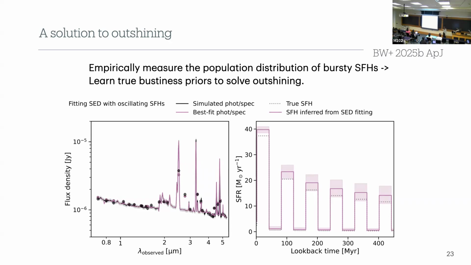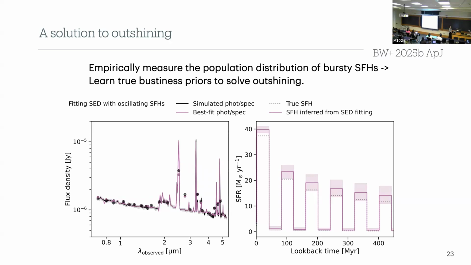This is the result. This is the simulated spectrum, with the best fit overplotted in purple. This is the true input, with the recovered star formation history overplotted in purple. The only change between this much better recovery and the much worse recovery I showed earlier is that here we put in an informative prior on the bursty star formation, and this makes a lot of difference.